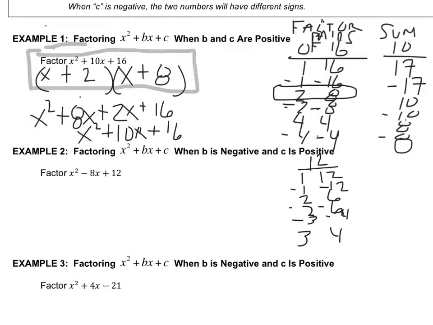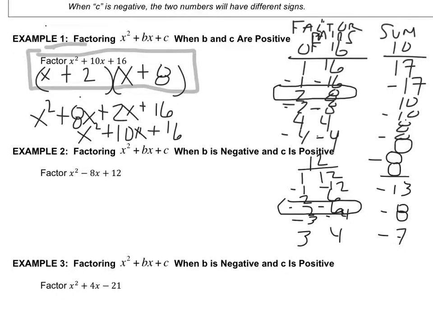Now this time, the b factor is a -8. So looking for our factors to get to that -8 sum, I really should only be worried about the negative pairs, because 1 and 12 is a +13. -1 and -12 is a -13. 2 and 6 is 8. -2 and -6 is -8. -3 and -4 is -7. And the 3 and the 4 is a +7. So the pair that we need is right here, the -2 and the -6.